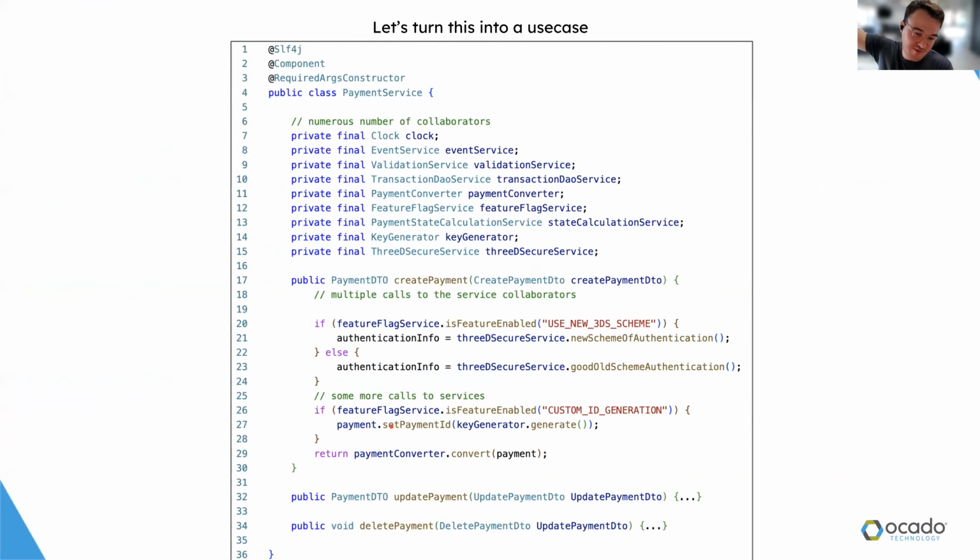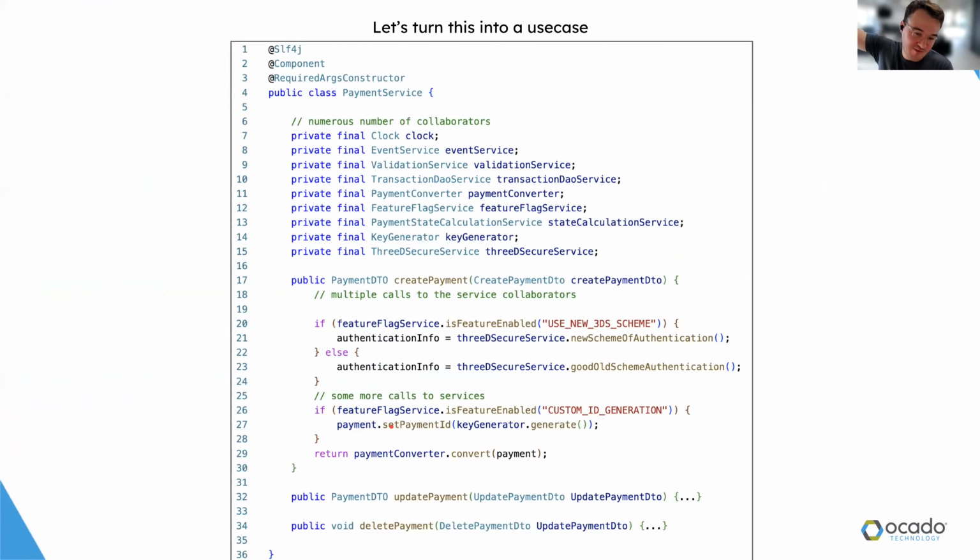When I'm reading this code, I have to keep fewer things in my head. The cognitive load is lower, right? Because when I'm reading this procedural code, I'm just caring about creating the payment, but I'm forced to read more things. I'm forced to see a feature flag. I'm forced to see different schemes. I'm forced to see different key generator schemes. It's like mixing a lot of concerns. I just want a flow, a recipe. And this is what the use case does. The use case is just the flow, the coordination.